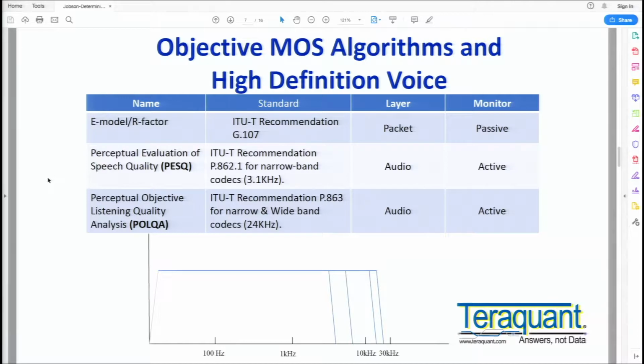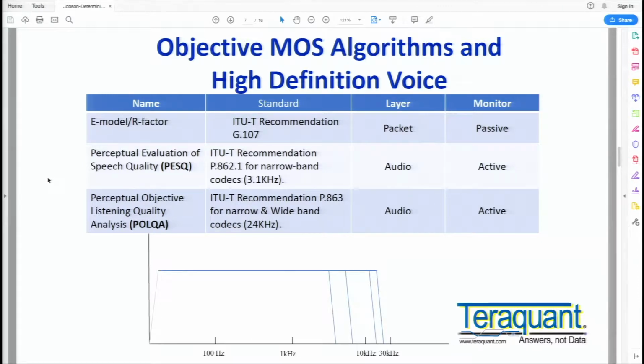Okay, so we now want to get a computer to produce these MOS measurements. So we've got different computing techniques or algorithms to do this. Many are, if not all, are standardized. And so I just want to create an awareness of the different types there are.